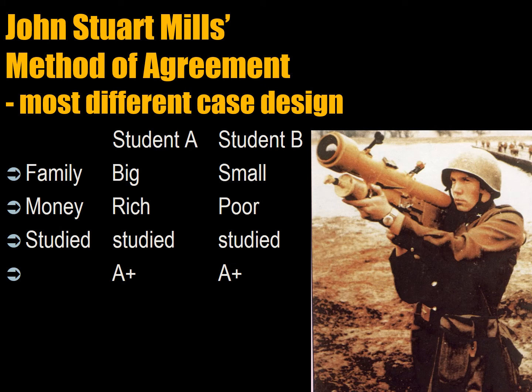Here again, we can apply the method of agreement, the most different case design, between student A and student B. They have different family backgrounds. They have different wealth levels. But because they both studied, they both had a similar outcome in terms of good performance at school. So you could use these types of structures to control for variables when you select your cases. And the more competing crucial variables you can control for, the more likely you are to increase confidence in the variable of interest that you want to show has a relationship. Here you can see a Soviet soldier with an SA-7 surface-to-air missile.